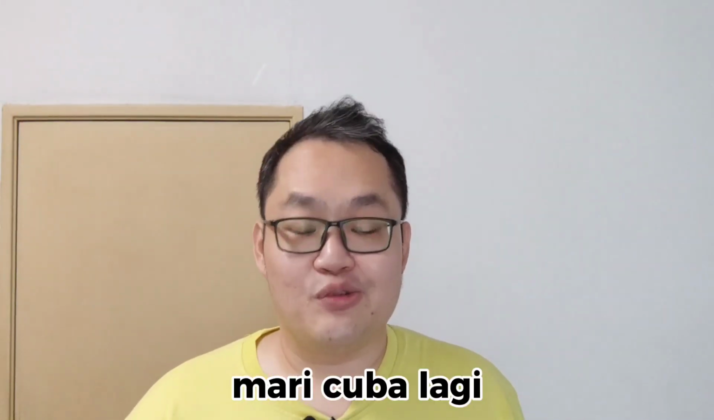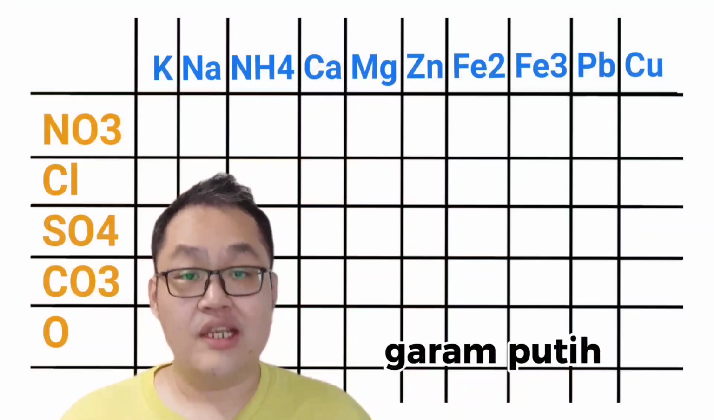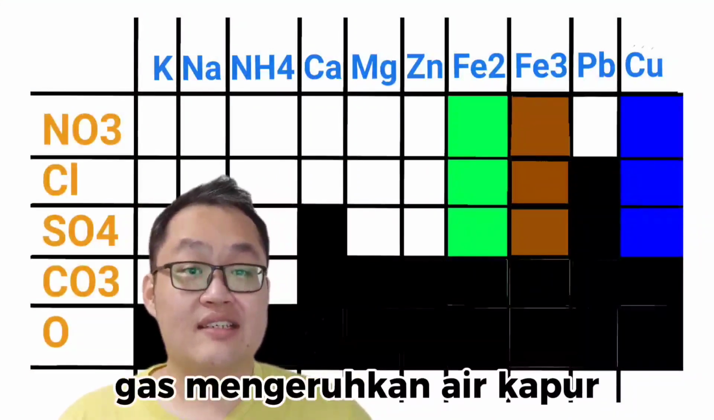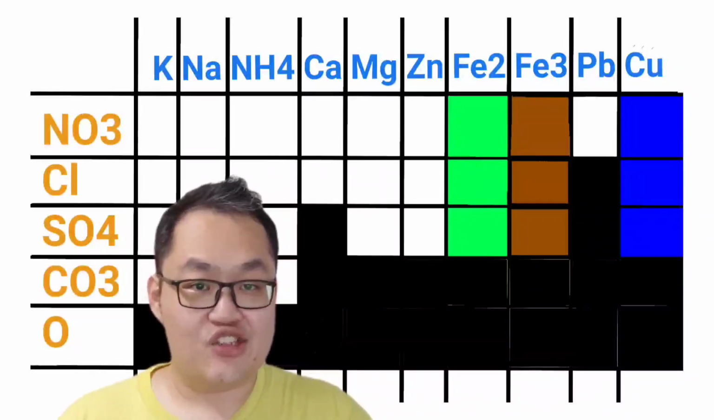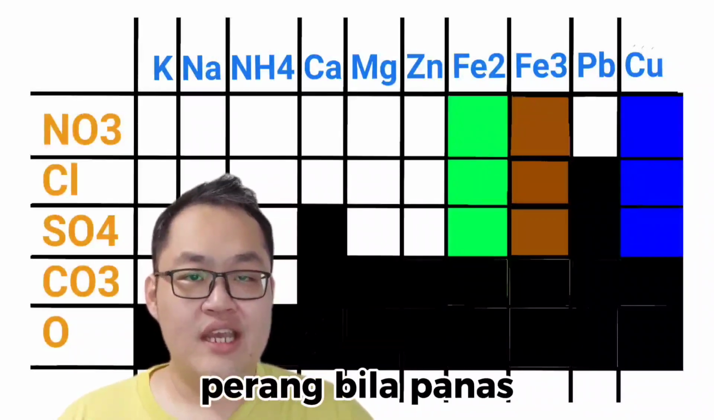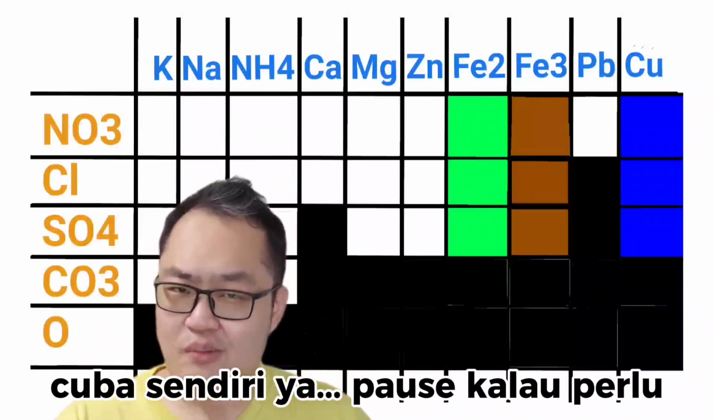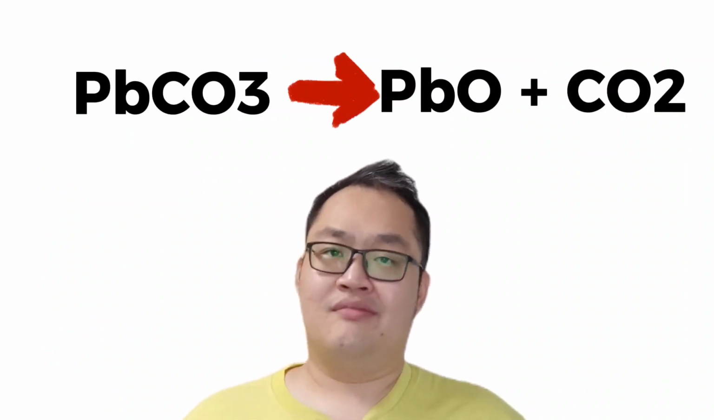How about another scenario? It's a white salt, insoluble in water. You heat it up. The gas released turns lime water milky. And the solid residue is brown when hot and yellow when cold. What could this salt be? It is lead 2 carbonate. See, this video is not a complete waste of time.